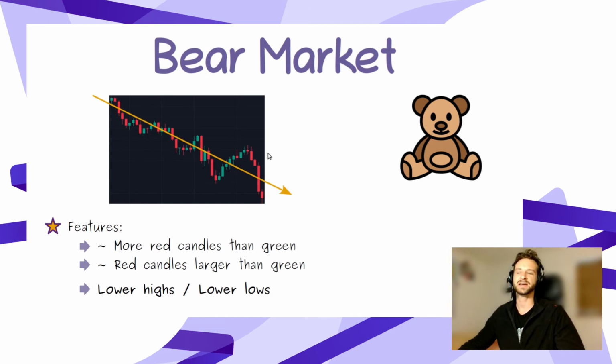What you can see here is that this high is lower than the high that was before. And the same for the lows. You can see that this low is lower than the low that was before, that was around here. Again, the lower highs and lower lows are really the defining features of a bear market. And this is what you could use in a trading bot to detect a bear market, for example.